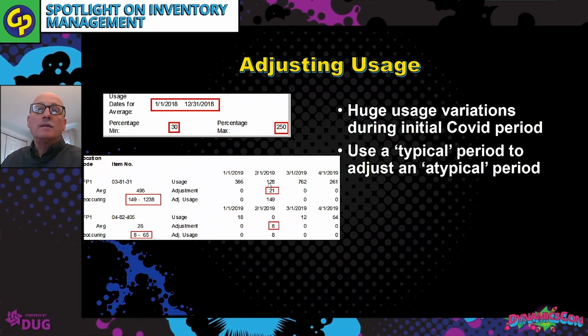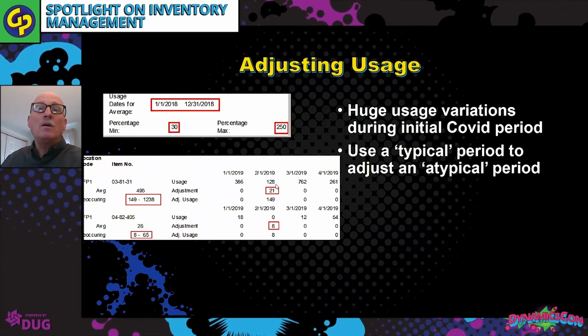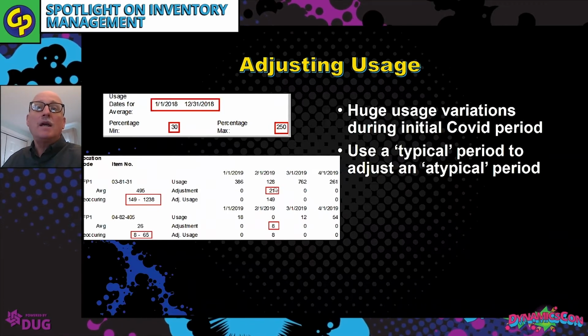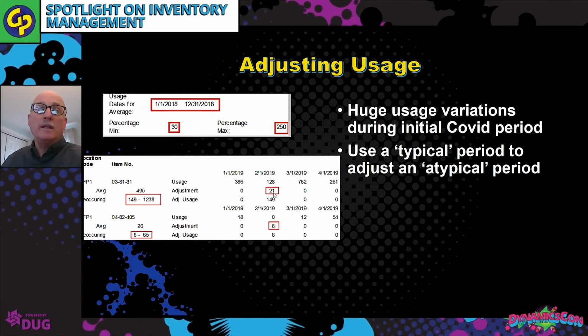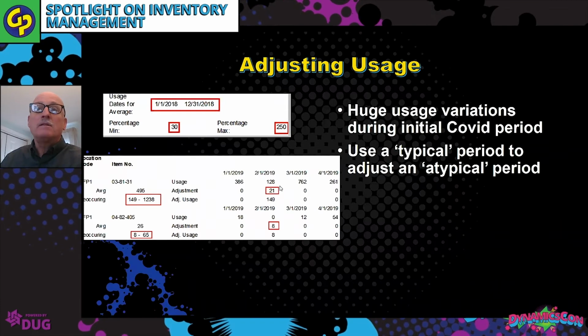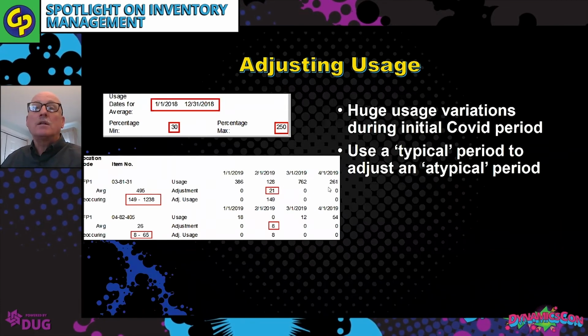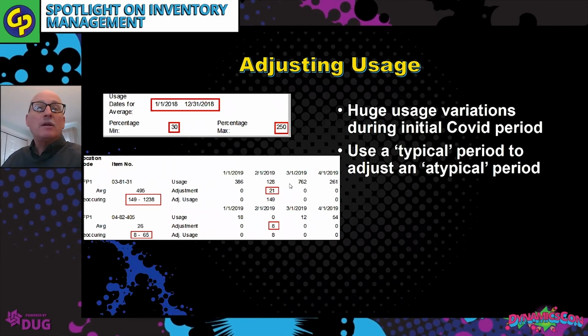In February, it's 128. So that's way below. That's 21 below the 149 mark. So we're going to add 21 in automatically and adjust. 762 is in range. 261 is in range. And then we look at our second item.